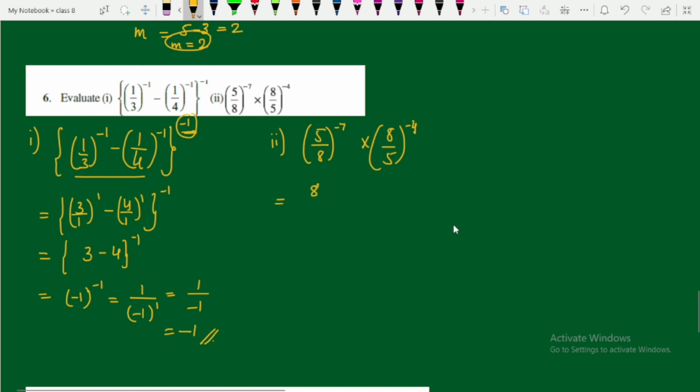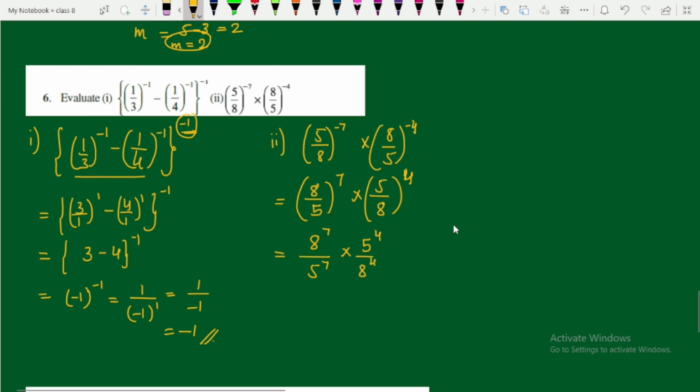So it is (8/5) raised to 7, we can write directly. Then this one, (5/8) raised to 4. Now we can write this as 8 raised to 7 divided by 5 raised to 7, into 5 raised to 4 divided by 8 raised to 4.